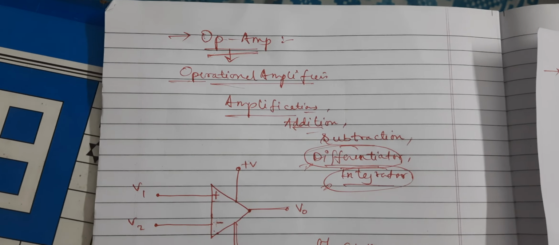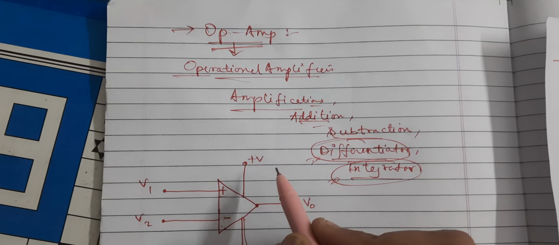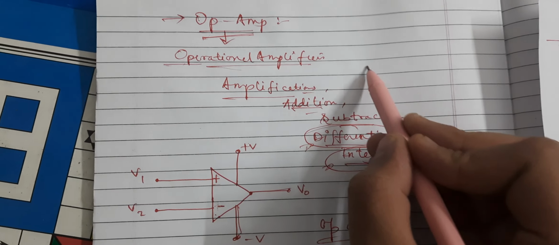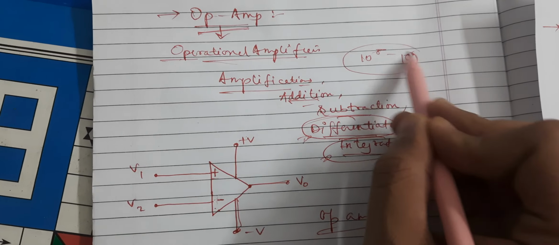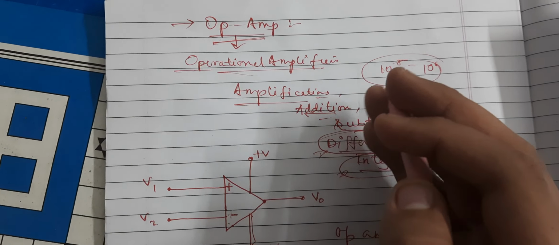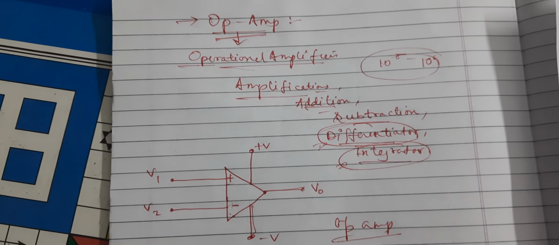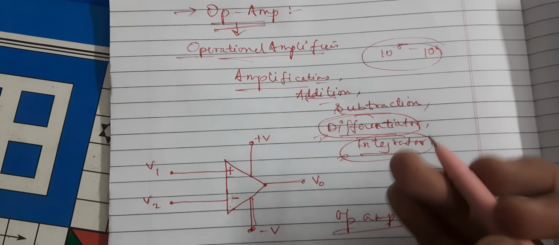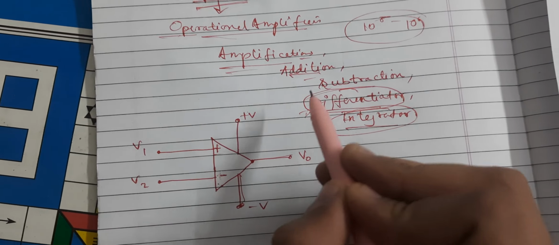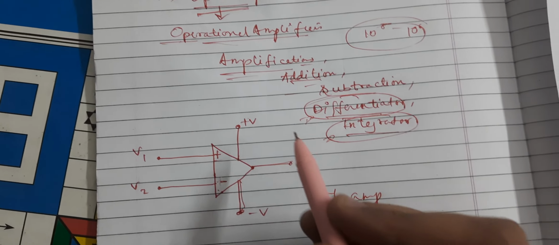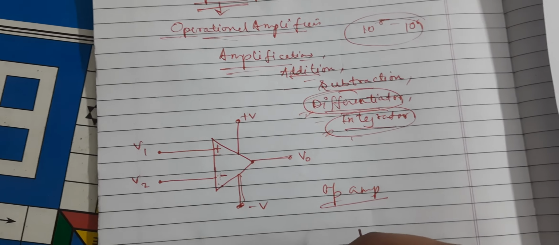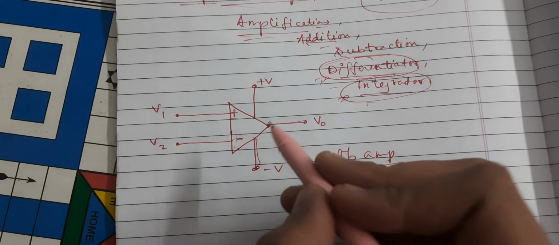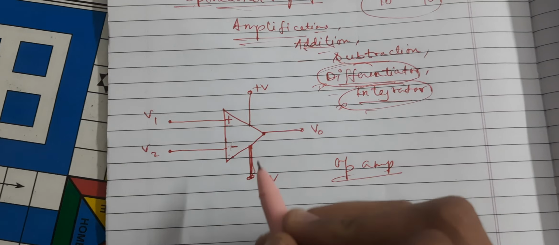An op-amp is a high gain amplifier. Why high gain? Because it has a range of 10 to the power 5 to 10 to the power 6. It is used to perform a variety of operations such as amplification, addition, subtraction, differentiation, integration, etc. So this is the basic structure of an op-amp.